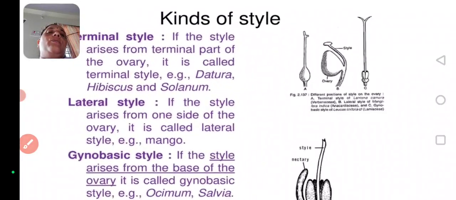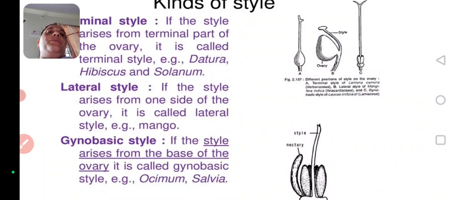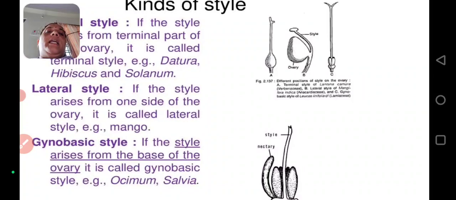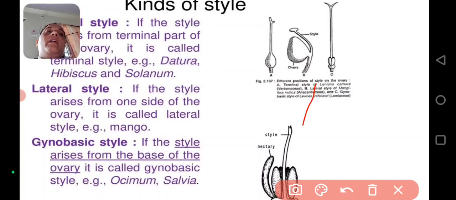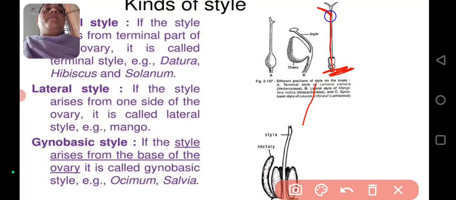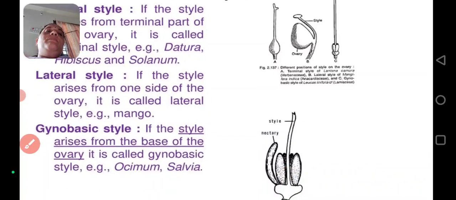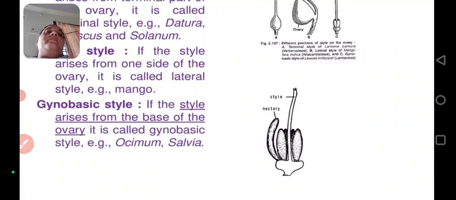Next one is gynobasic style. Gynobasic means the style arises from the base of the ovary. Examples are Ocimum and Salvia. This is the base part of the ovary, and from it the style arises. This is a bifid stigma. Examples for the gynobasic style are Ocimum and Salvia.